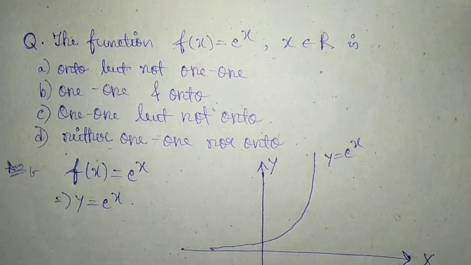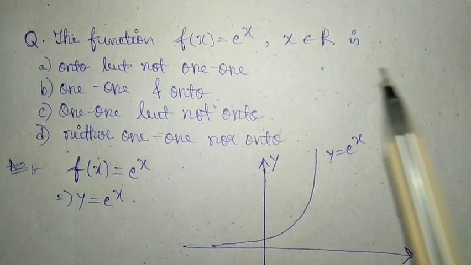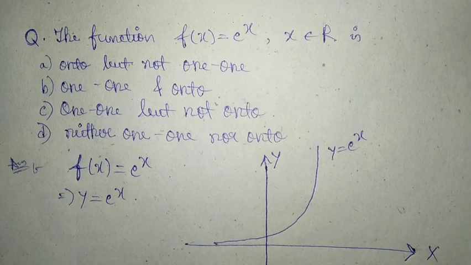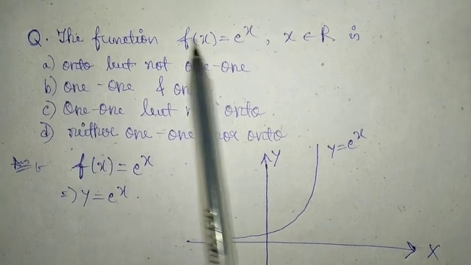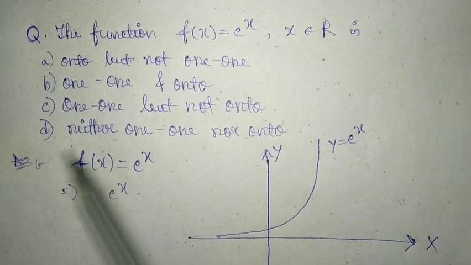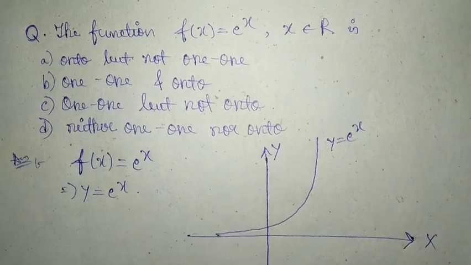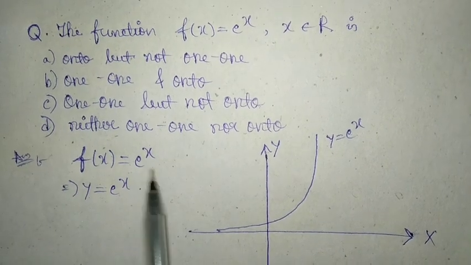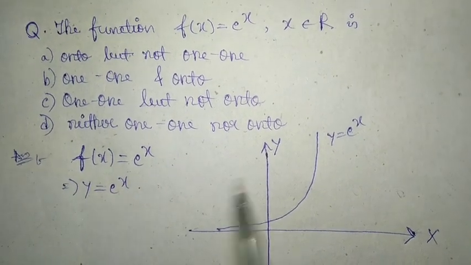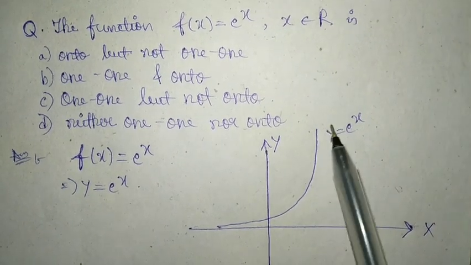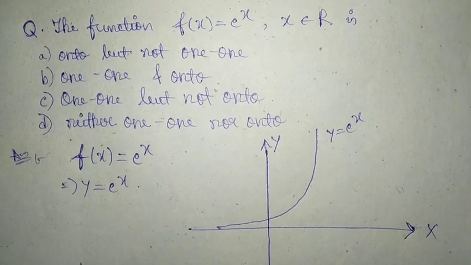Now let us see some questions based upon one-one and onto functions. We have to tick the correct option. Now the function f(x) equals e to the power x, where x belongs to R, which of the options is going to be correct? Let us see. So f(x) equals e^x can be written as y equals e^x, and its graph is going to be somewhat like this. Fine, this is the graph of y equals e^x.